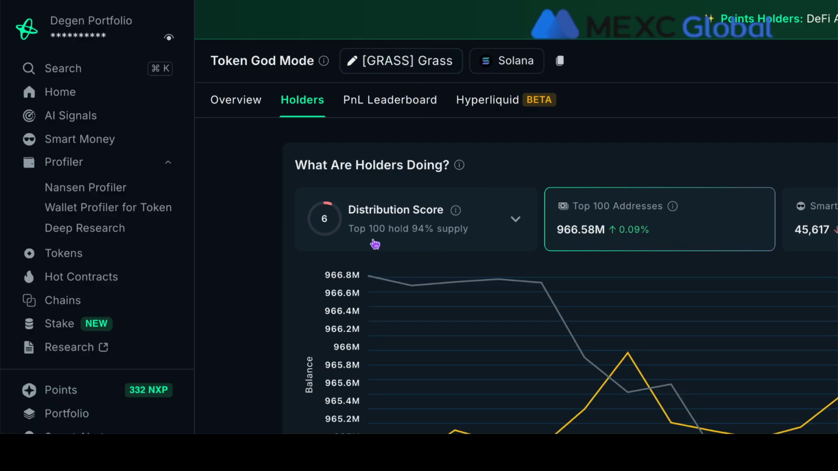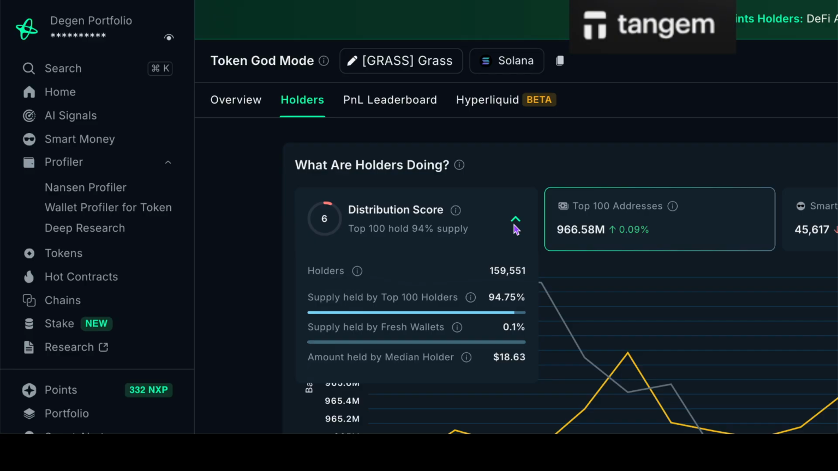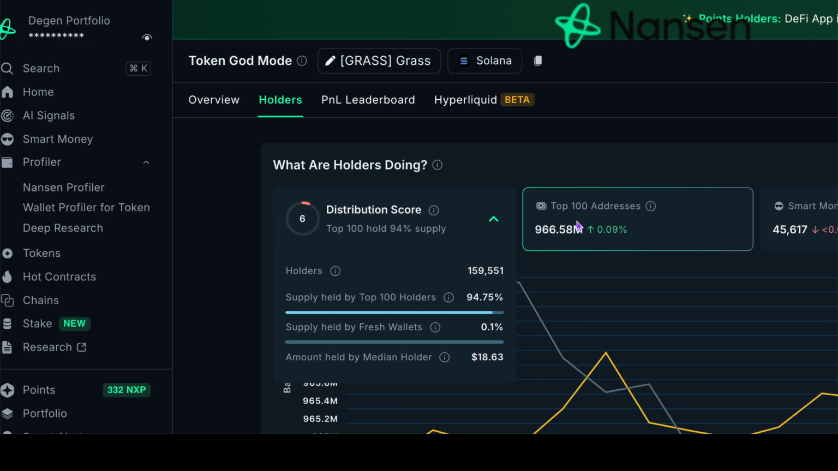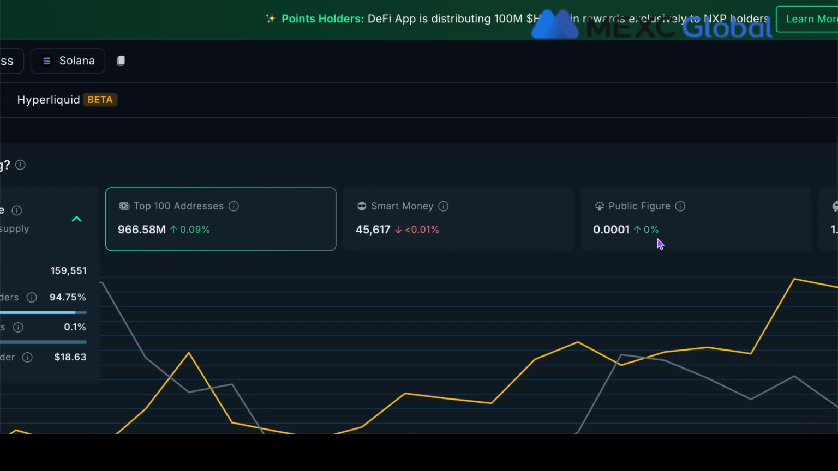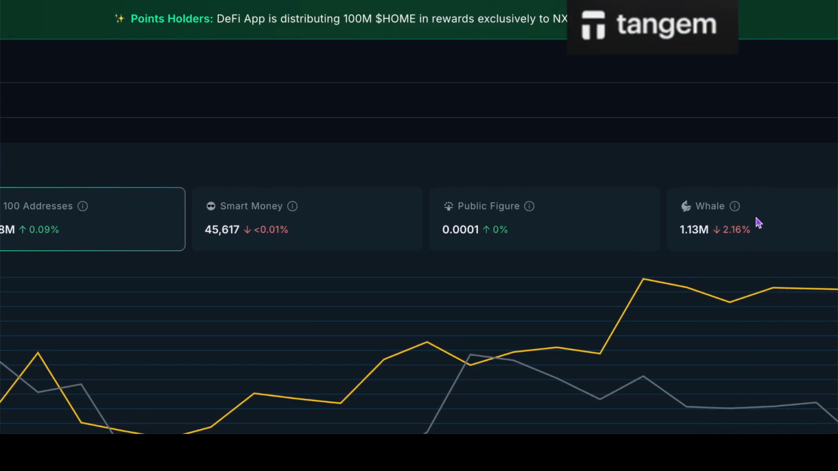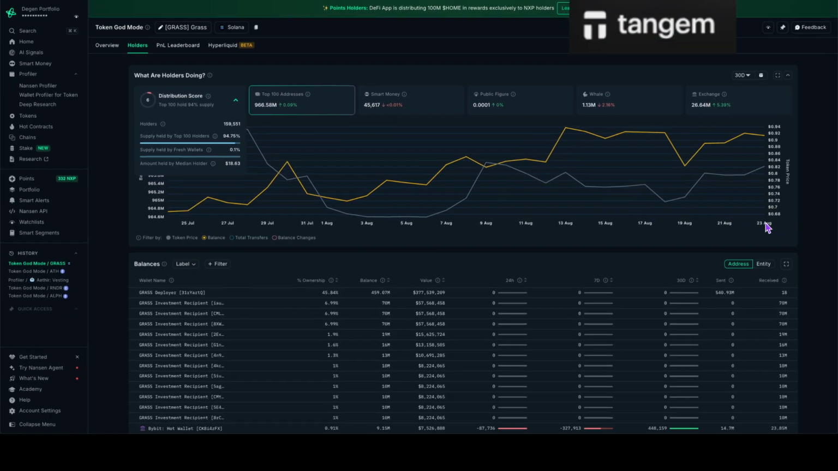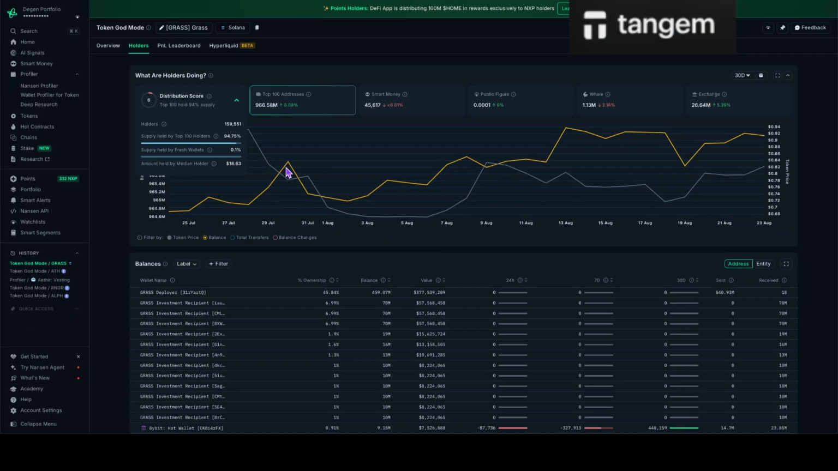Distribution score is 94%. So it's highly centralized, right? Held by the top 100. That is incredible. Smart money is slightly down. Public figures suggest it's starting to move back in a little bit. Whales have completely dumped. Now let's see the balance over time.